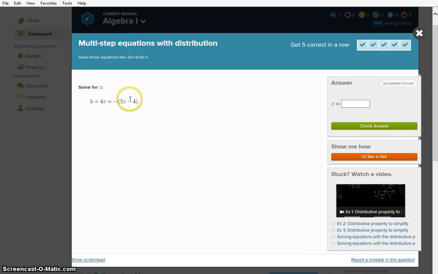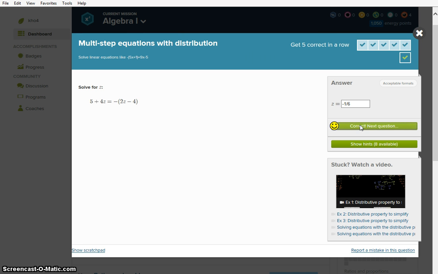negative 1. So if I have a 6 on the left side, 6z is equal to negative 1. My z, I have to divide by 6 in order to get it alone on both sides, will be z is equal to negative 1/6. Let's see if that is correct. And that is correct. Awesome.